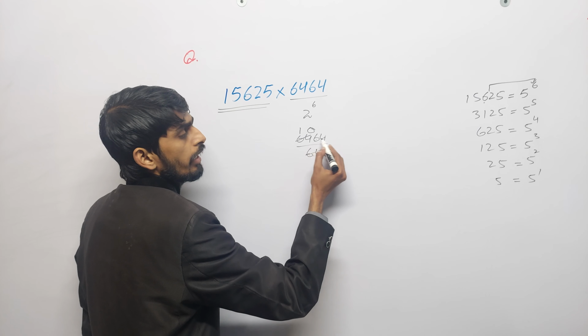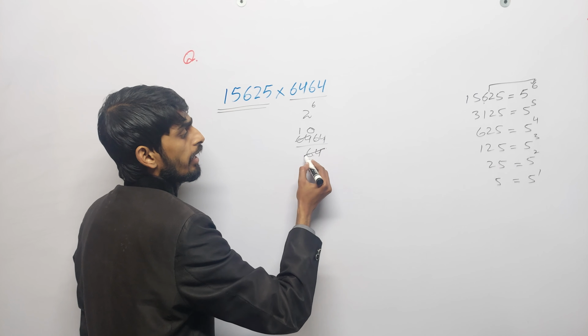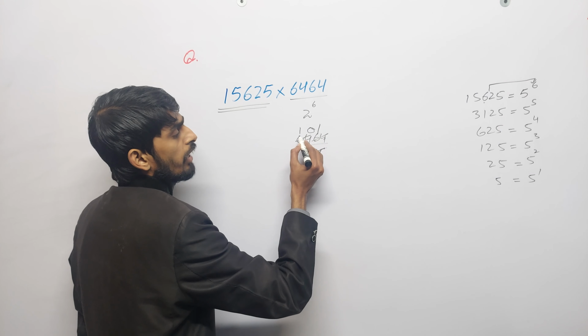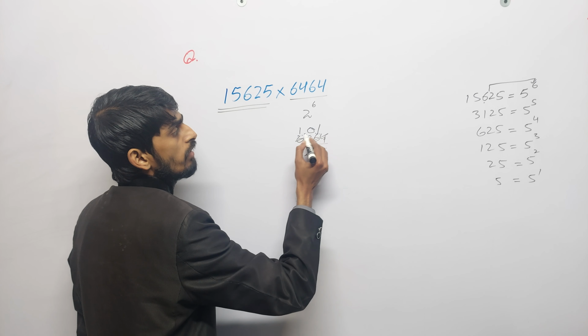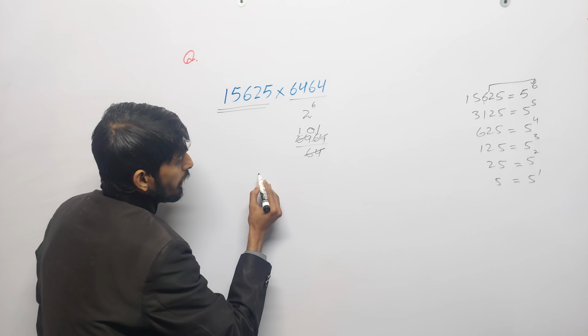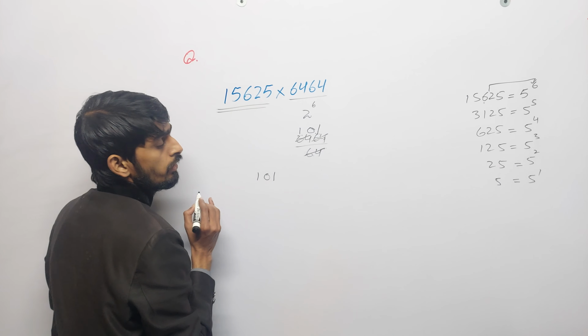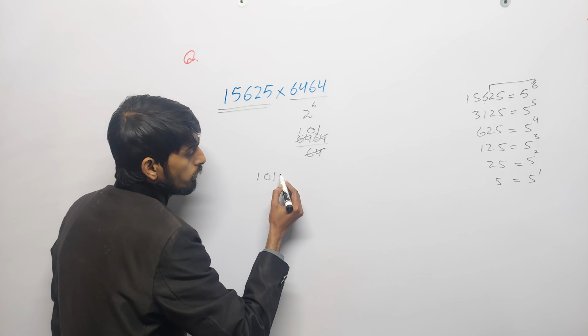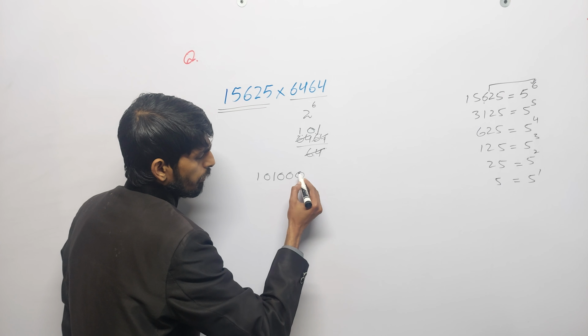And again we combine these two numbers, 6 and 4, and 64 times 1 is 64. And we obtain the answer 101. And further, once this answer 101 is obtained, you just put 6 zeros after these three digits.